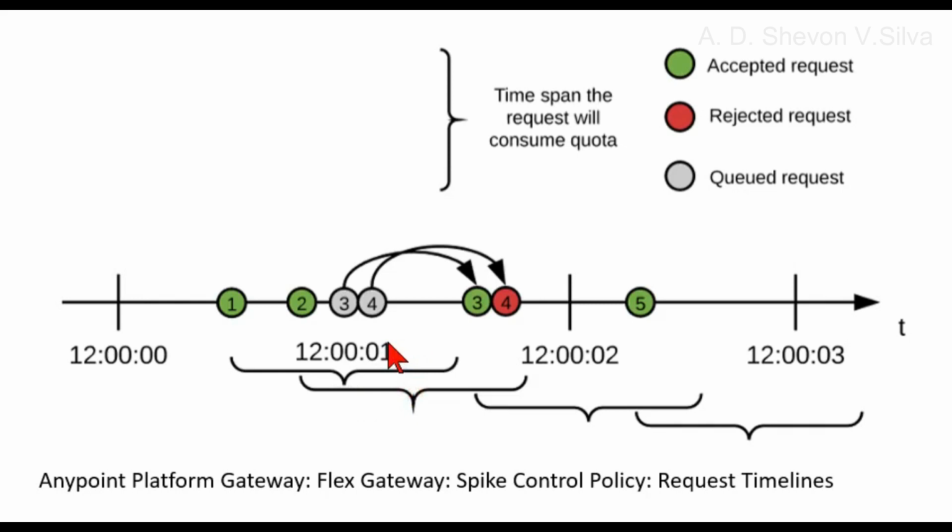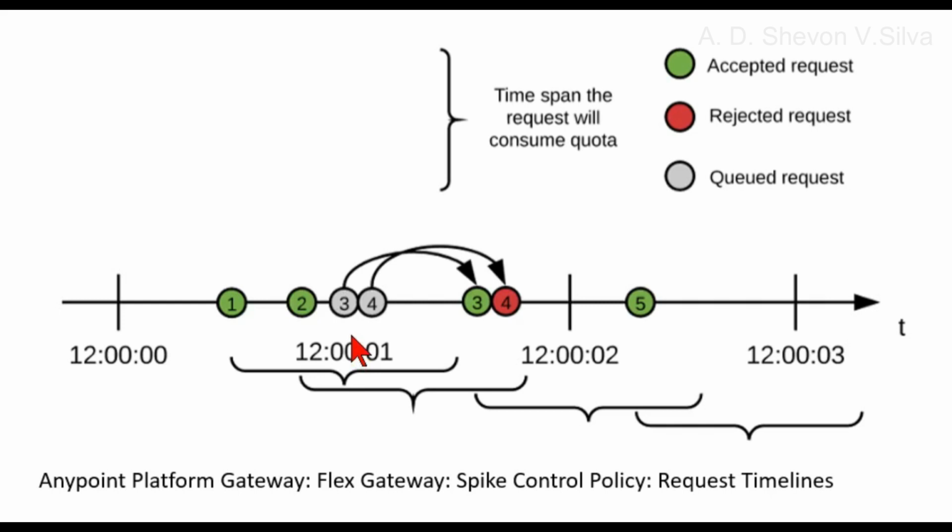Request timelines. The following diagram illustrates the lifespan of each request accepted by the algorithm using the configuration defined before. The first two requests are accepted and the available quota is now 0. The quota increases to 1 after 1 second, when the window size value passes from request 1.